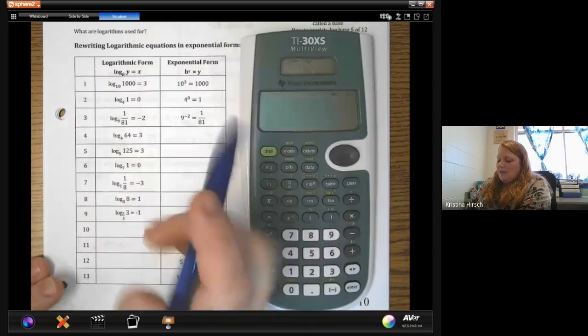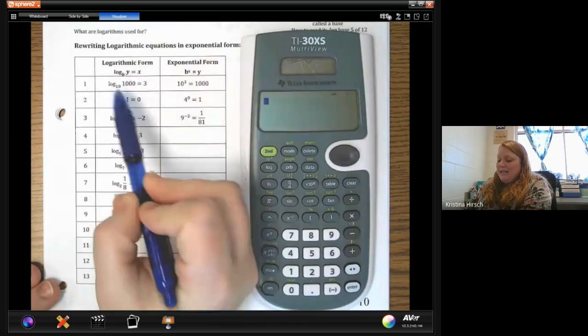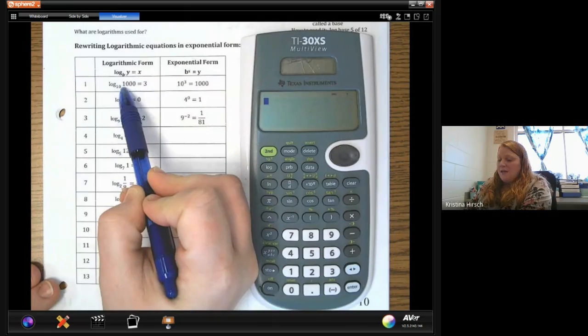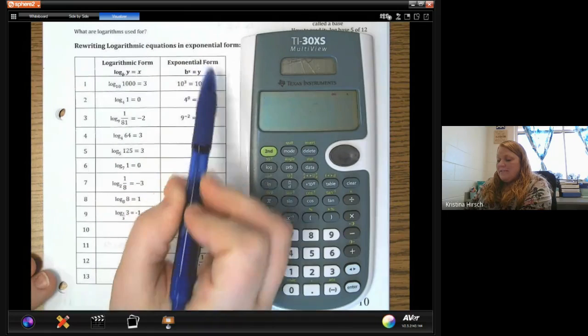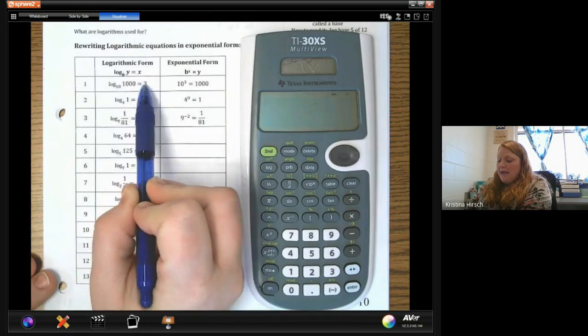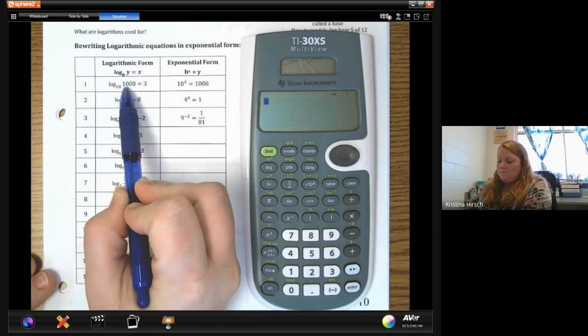So when they're saying it's equal to 3, it's because 10 to the third power is 1,000. And notice in exponential form, what do we see? 10 to the third power is 1,000. Left to the right equals the middle, all right?